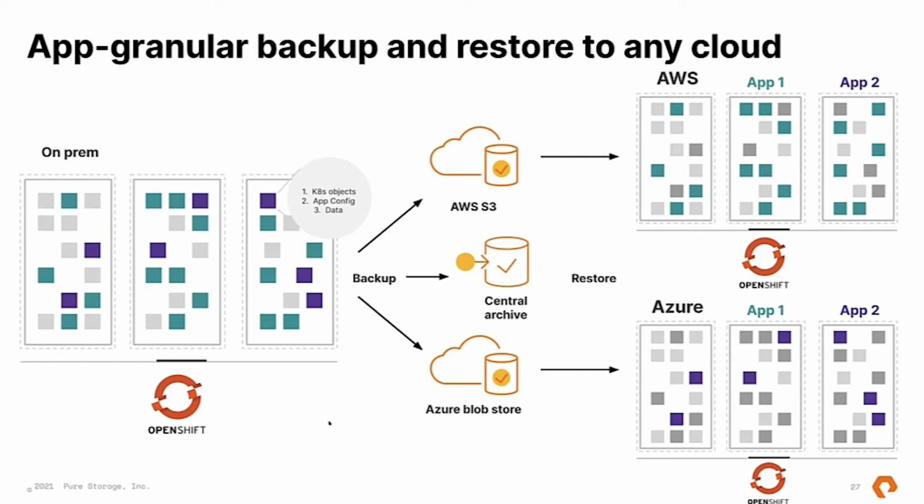and then you can restore it wherever you want. So you can restore it back on-prem. Maybe it's to a different cluster on-prem. Maybe it's to a public cloud, so OpenShift running on AWS. Maybe it's OpenShift on Azure. We give you the flexibility to not only create the backups, capture the full backup, but restore to the point that makes the most sense for you at that point in time.